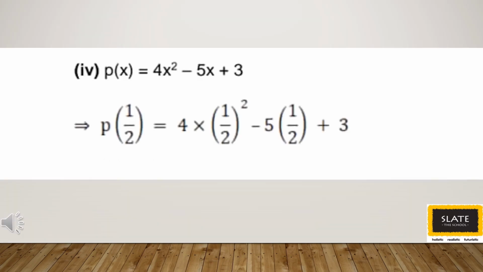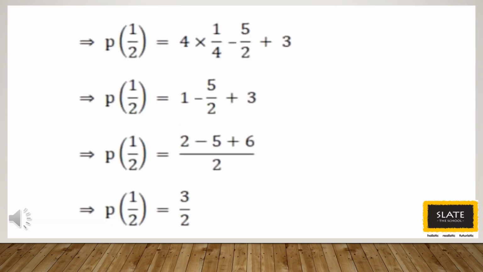Next, we need to find p of 1 by 2. That is 4 into 1 by 2 whole square minus 5 into 1 by 2 plus 3. On further simplification, 4 into 1 by 2 whole square is 4 by 4, and 5 into 1 by 2 is 5 by 2, plus 3. 4 by 4 becomes 1 minus 5 by 2 plus 3.